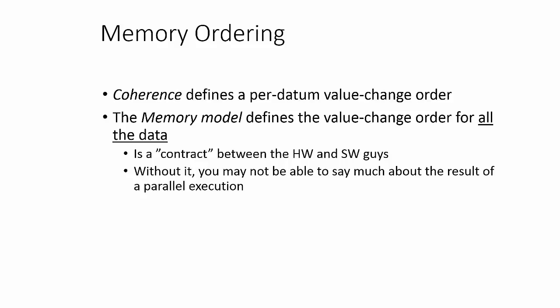So the conclusion was that we needed to define a memory ordering model. And let's just again contrast memory ordering to coherence. Coherence defines a per datum value change order. So it defines and implements how a single variable can change values and make sure that it's propagated all over the system to different cores, but it's only valid for each individual variable, and variable defined here as a variable that can fit in a cache line.